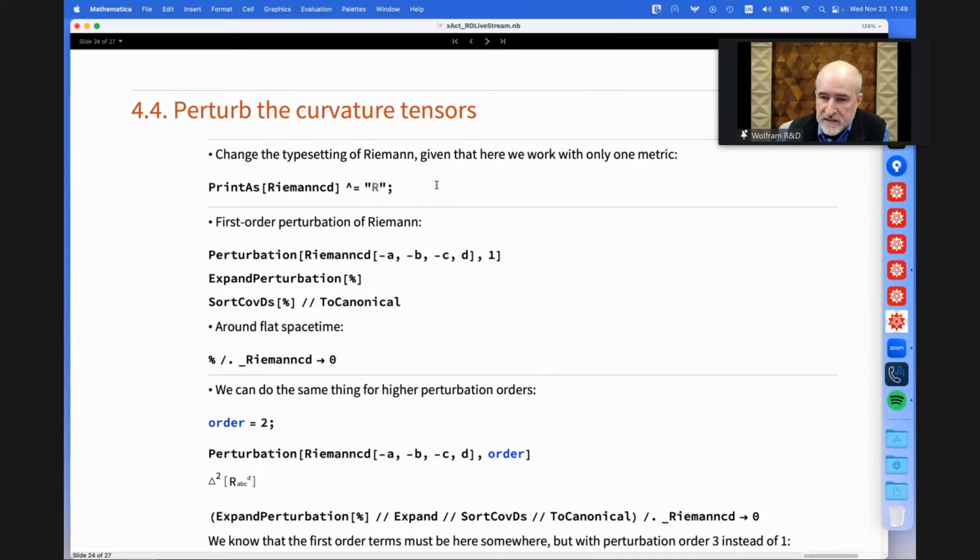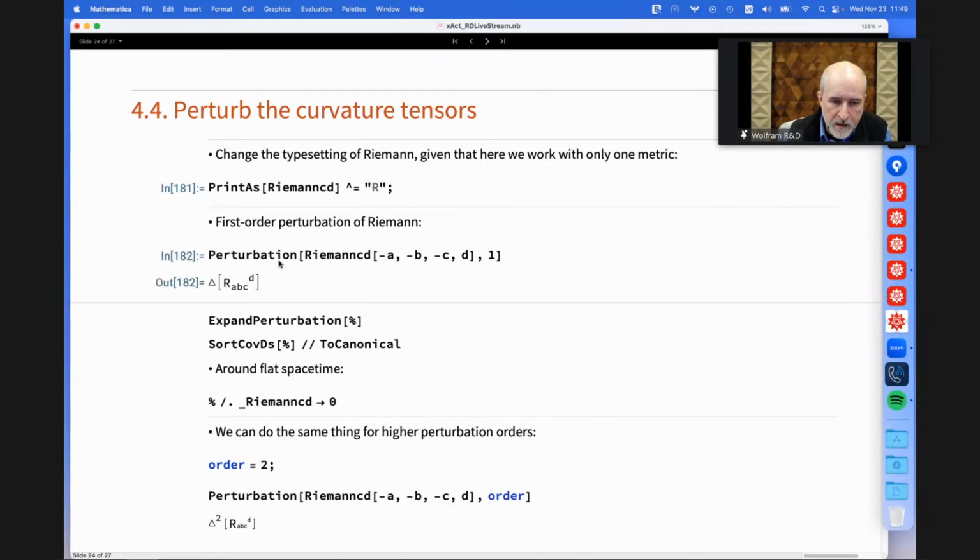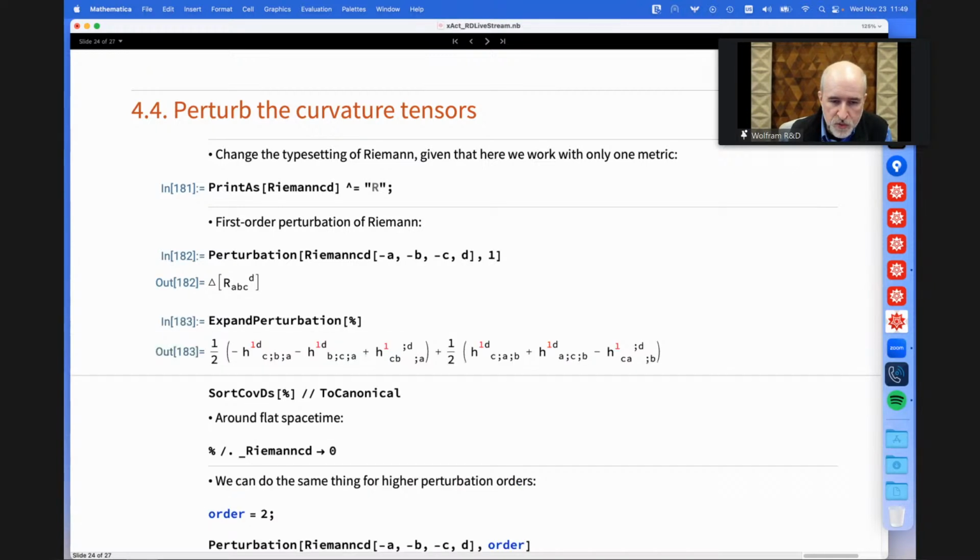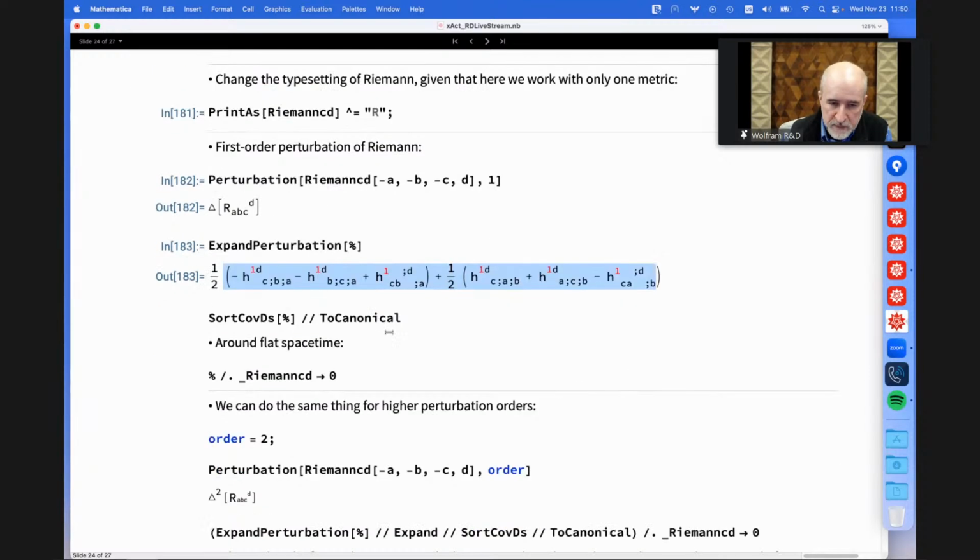Now, the interesting thing that is always done, and it is very important in studying perturbations of collapse, gravitational waves, whatever, is to perturb the curvature tensors. So we do the same thing we did before. We perturb the Riemann tensor. We expand the perturbation into the derivatives of the metric perturbation.